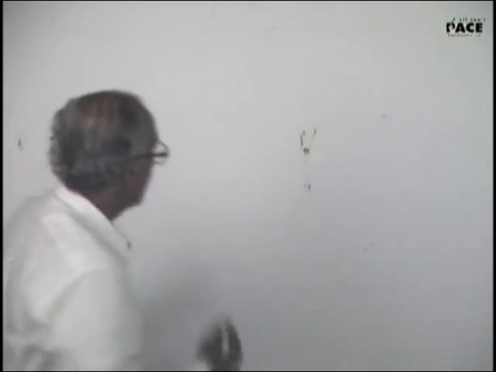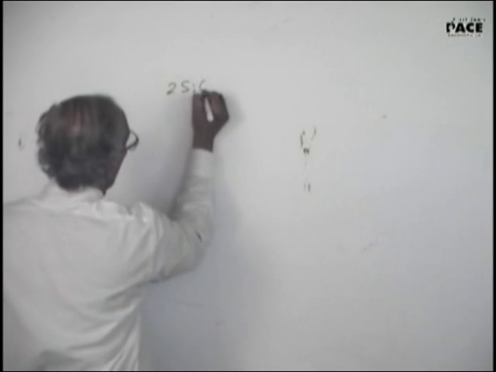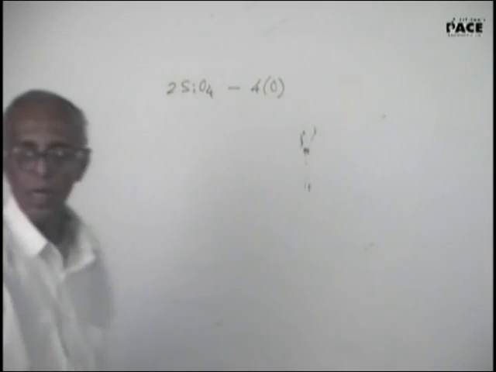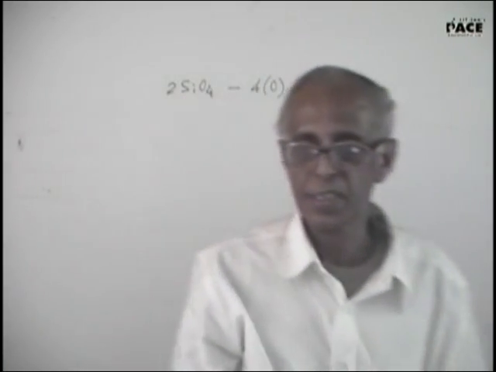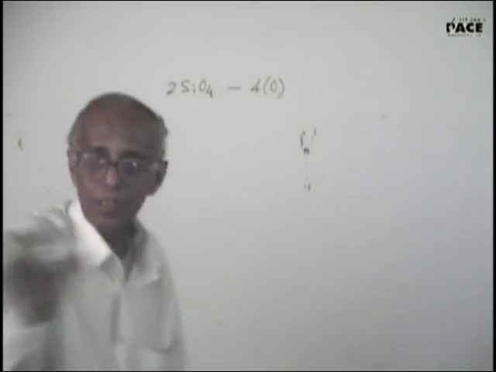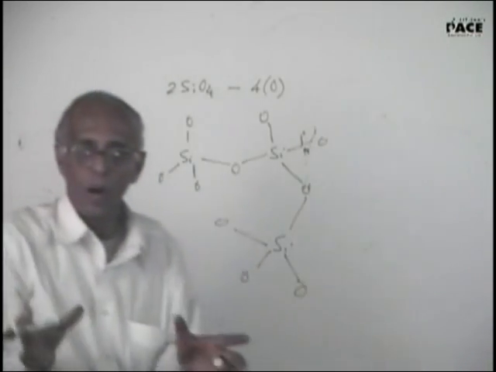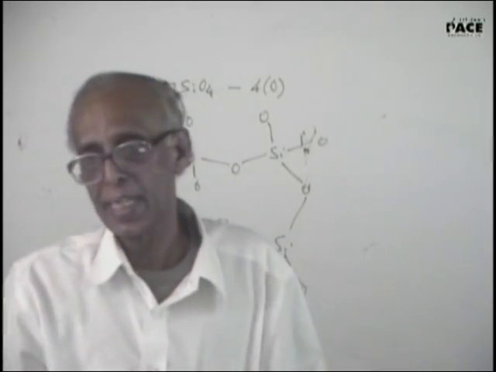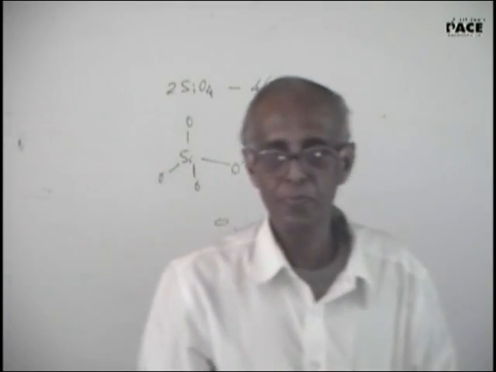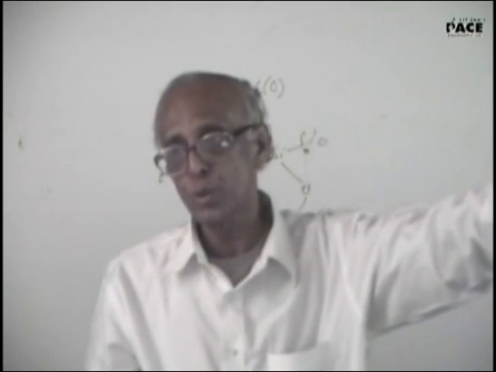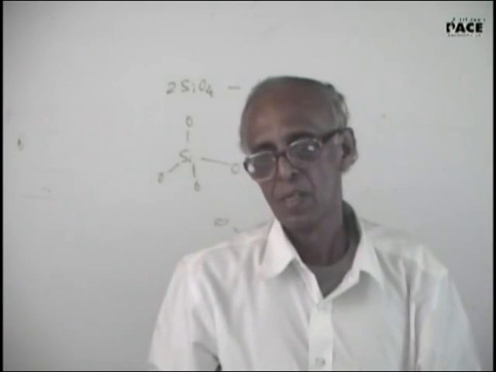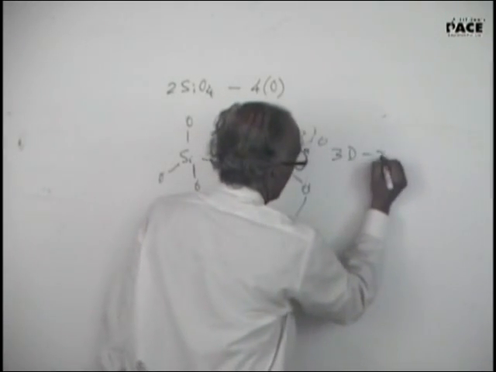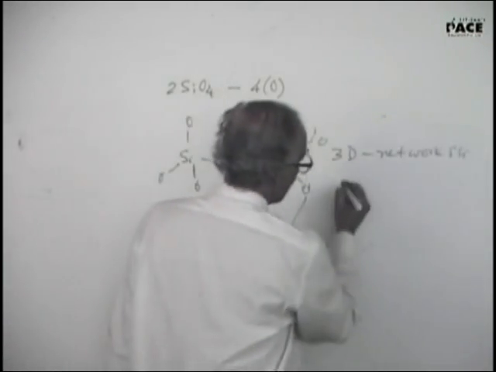Okay, but now if Si2O8 minus 4 oxygen, all the oxygens are shared. That means no terminal oxygen. So when each silicon is bonded to 4 oxygen tetrahedrally, and each oxygen is bonded to 2 silicon atoms, it gives rise to 3D network structure.